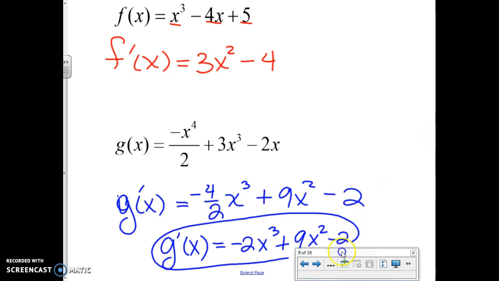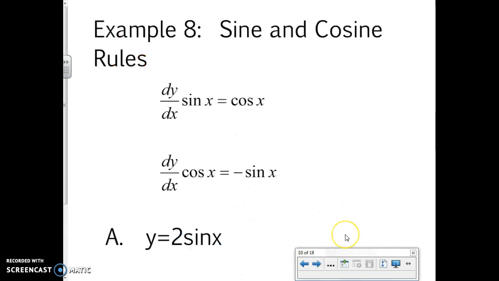Remember, you guys, if I'm going really fast, slow it down and copy whatever you need to. New rules, example 8, if you didn't get these, hopefully this is a good place to start. Sine and cosine, these are just things to memorize. Derivative of sine is cosine. Derivative of cosine is opposite of sine.